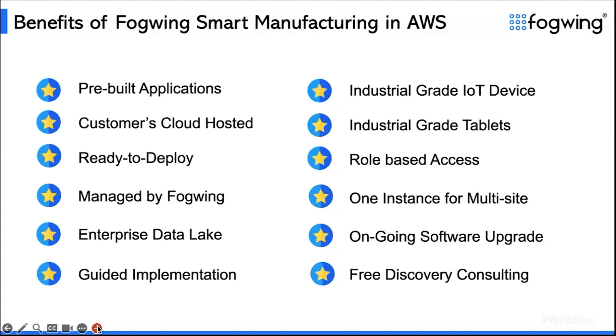We are also releasing ongoing software upgrades to the customer. As we improve the software per our product release cycle, we introduce new features to the customer, and we offer free discovery consulting. If the customer is not sure where to start and how to start, we help them understand by studying their plant and identifying the gaps, and how we can start quickly with the smart manufacturing solution. We provide all of this as part of our offering on AWS.